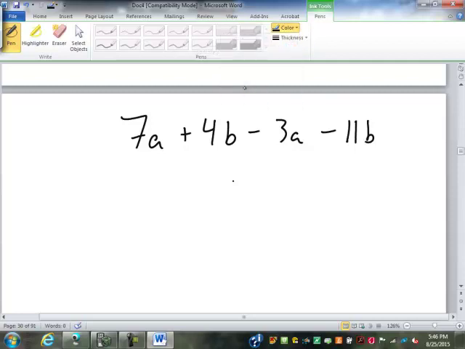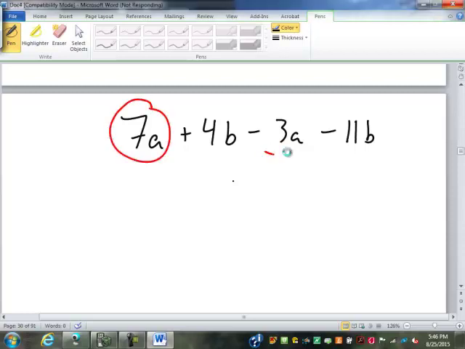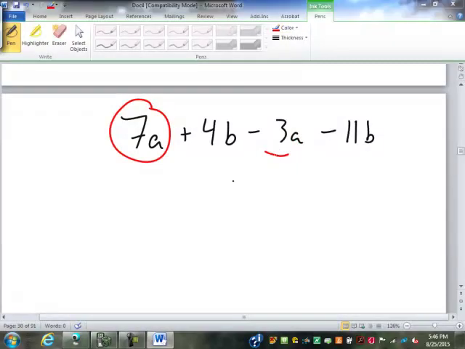So here, there are things we can combine. Tell me what to combine. 7a plus 4, or 3a, sorry. Well, 7a, and is this a 3a? This is a negative 3a. It's actually a negative 3a. So 7 and negative 3 will give us 4a.